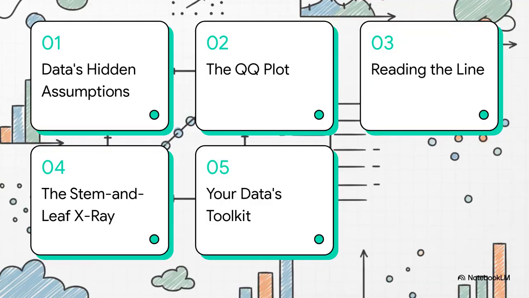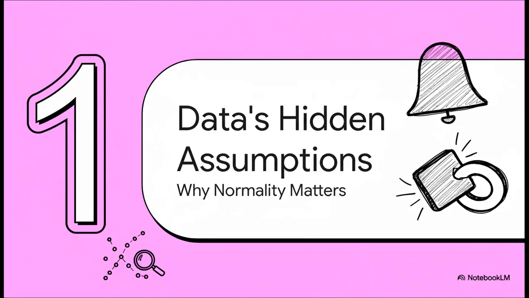So, here's what we've got on tap. First, we'll talk about those hidden assumptions lurking in our data. Then, we'll spend a good chunk of time on the star of the show, the QQ plot, and learn how to read its diagnostic line. After that, we'll check out the brilliantly simple stem and leaf plot. And finally, we'll wrap it all up so you know exactly which tool to grab from your toolkit and when.